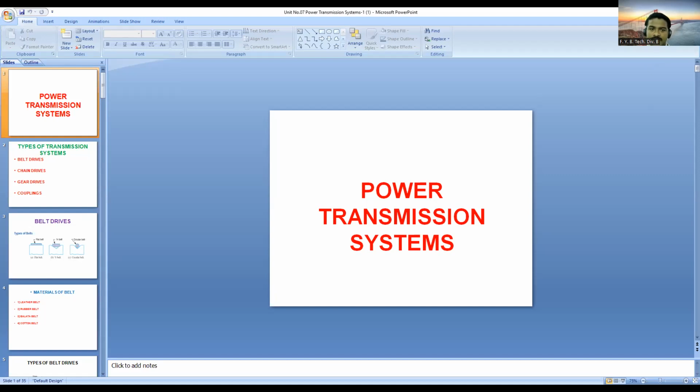So what are the materials of the belt? We should know it. There is a leather belt, rubber belt, then balata belt, and cotton belt. These are the types of belts that are used in most of the applications. So please concentrate.